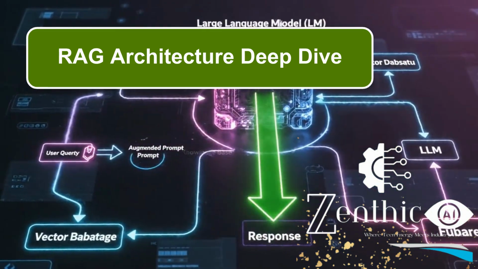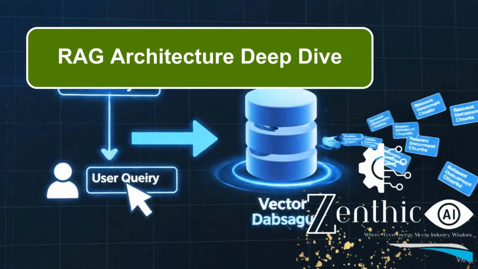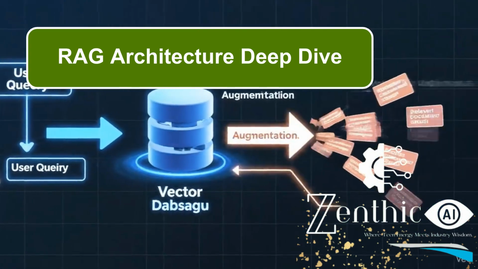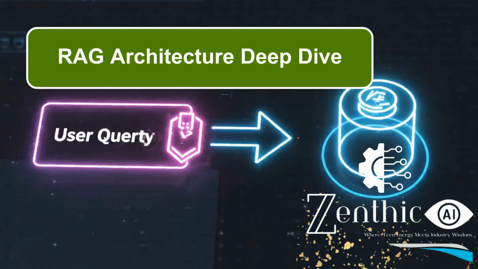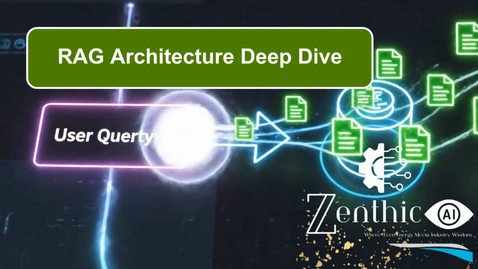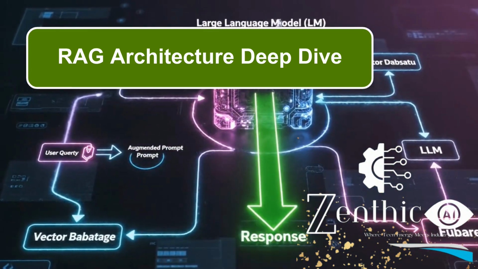Step 5. Retrieval. For every user query, retrieve the top relevant chunks. Step 6. Augmentation. Combine retrieved text with the query to form the prompt. Step 7. Generation. Send it to the LLM, OpenAI, Mistral, Llama, etc. to get the final answer.